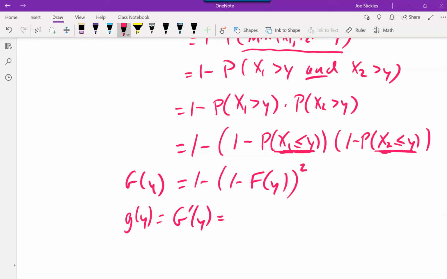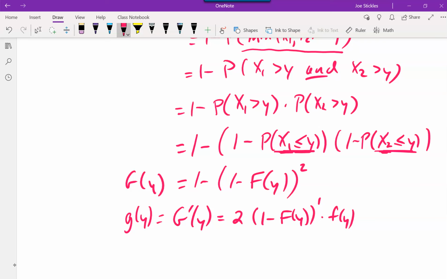And what's capital F prime equal to? Little f, right? So this will be 2 times 1 minus capital F of y to the first, times little f of y. And notice your negatives cancel in this case, right? You have a negative out in front and a negative when you take the derivative of the inside. And that's a 1, not a prime, by the way.